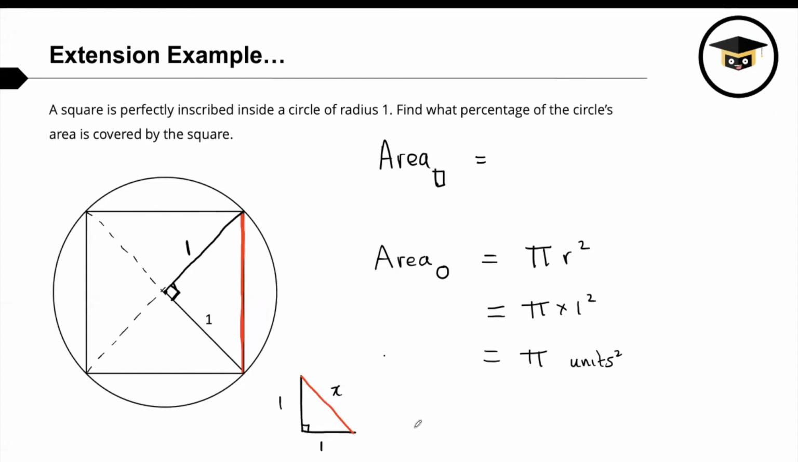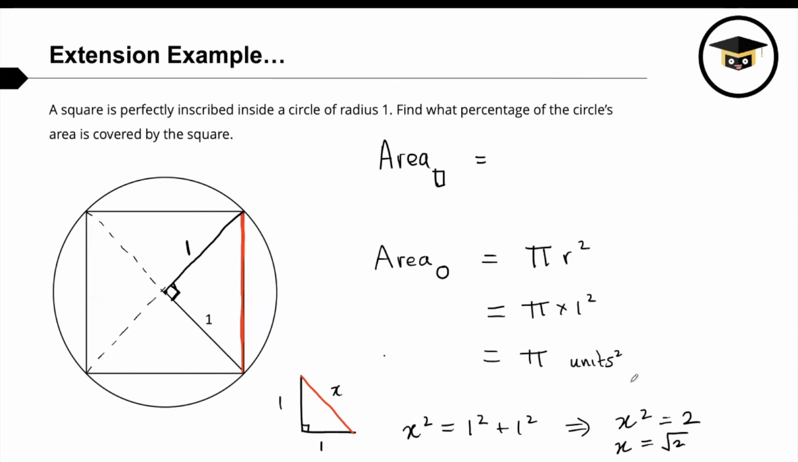So write down the Pythagorean statement, which would be x squared, which is our hypotenuse squared, is equal to the first short side squared plus the second short side squared. And so we're left with x squared is equal to 1 plus 1, which is 2. So we can say that x is equal to root 2. Now that's only the side length of the square.